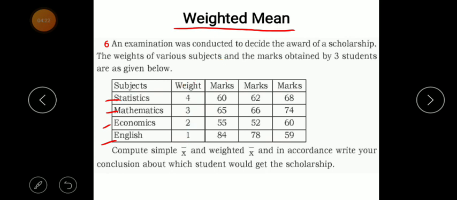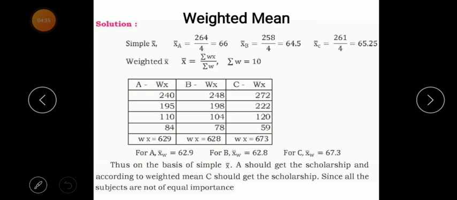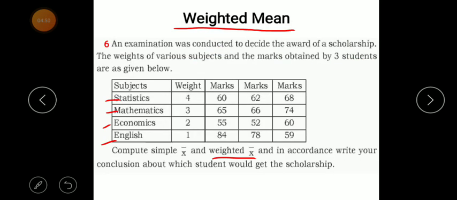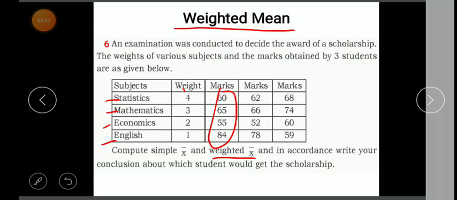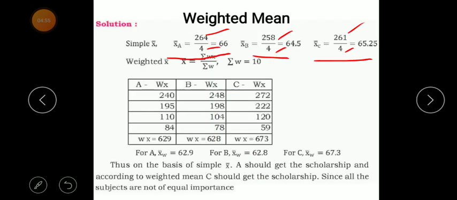In the next one, when we are going to find out weighted mean, we have to take weights into consideration. So let's move to the next slide. Simple mean of A, B and C, of XA, XB and XC, total divided by 4 for each. That is what I told you to find simple mean. Total of all those 4 divided by 4. That is what they have done, 264 by 4, and so on.